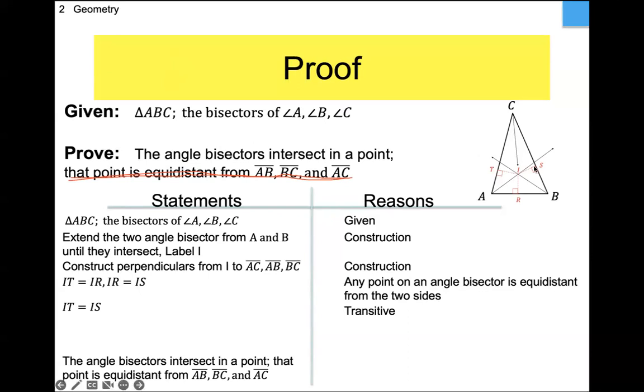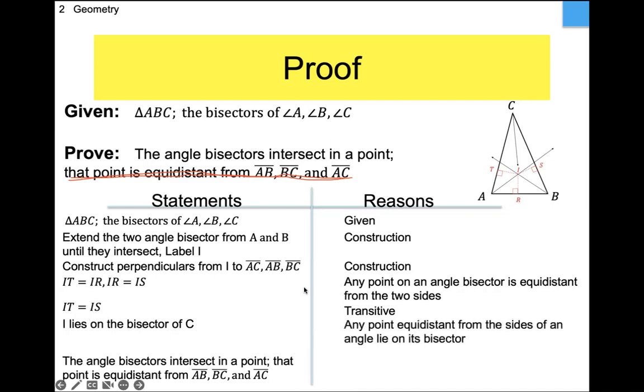And I already proved that IT is equal to IS. Therefore, that angle bisector must go through point I. So I'm going to say it has to live on the bisector of C, since I've already shown in the previous statement that IT is equal to IS. And that was the last thing I had to prove. So as shown, I have now proven that.